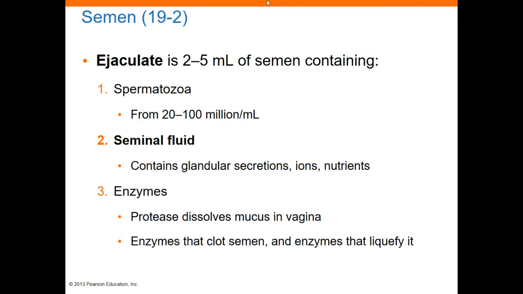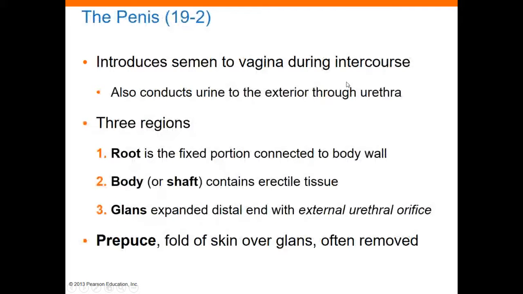The seminal fluid is all of the liquid portions, the glandular secretions, the bulbourethral glands, a very tiny amount of that, the seminal glands producing the majority of that. And then these enzymes: a protease that helps dissolve mucus in the vagina, the seminal plasmin, again, the antibiotic enzyme that may actually kill bacteria in the vagina as well. And then the enzyme that causes the semen to clot so that it remains in the vagina so the sperm can move through the female reproductive tract. And then an enzyme that actually liquefies it after a time. Okay, so that is the components of semen. So it's not just sperm, it is all of these other substances.